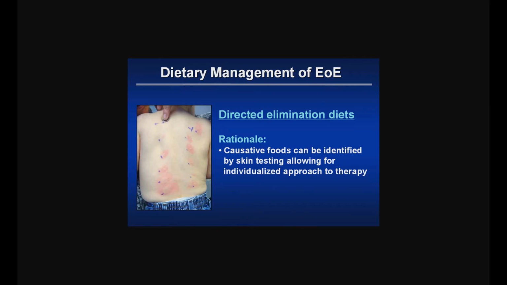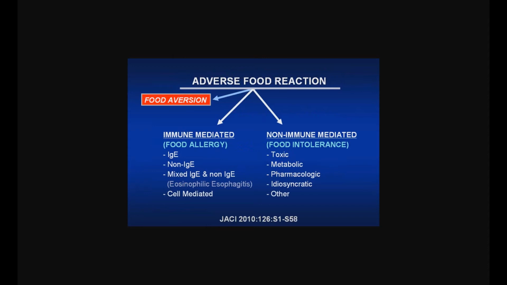So that takes us to the third type, and that's the directed or tailored elimination diets. And the idea here is that the cause of food can be identified by skin testing, allowing for an individualized approach to therapy. And we use several different means to try to identify foods. I think as we talk about this, it's important to know that any unpleasant reaction that occurs after food ingestion is an adverse reaction to a food. A food allergy is an immune-mediated reaction to a food. In other words, the immune system is involved in producing the reaction. And there are different mechanisms that can play a role.